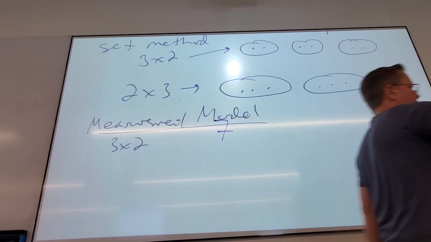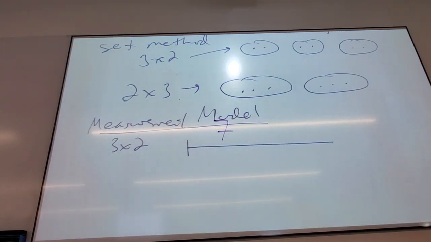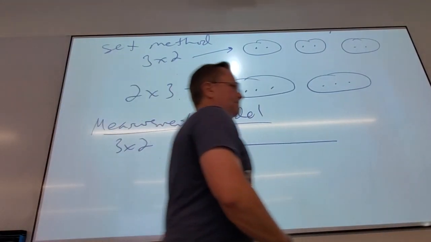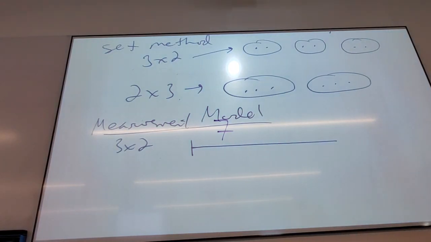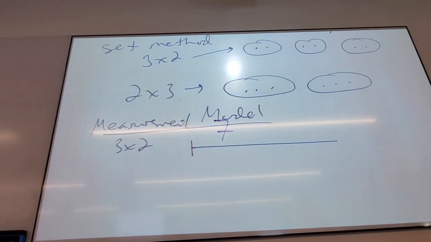That'd be great. Measurement model is a number line. So how do you think I would do 3 times 2 on a number line? What are you going to have? How many of what? 3 times 2 is how many of what? 3 times 2 is how many ones? Is it 2 3s or 3 2s? 3 2s, right? If you forgot, you can look right there. 3 2s, yes. So how do you think you would show that on a number line?